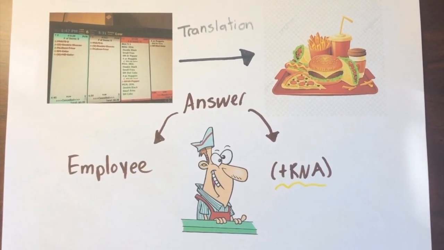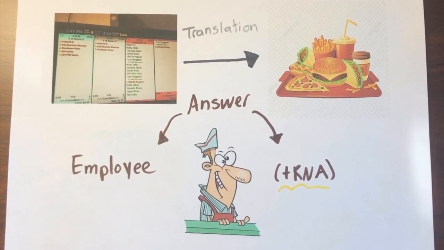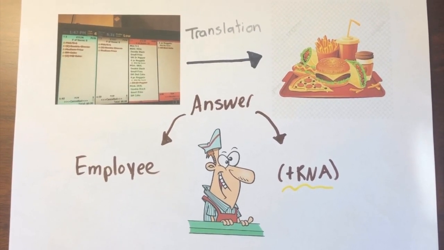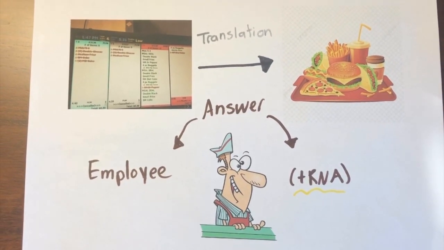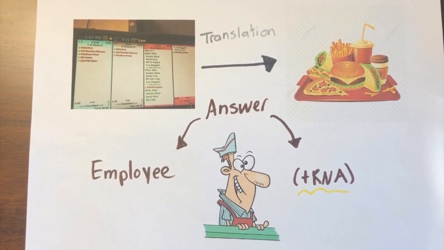The answer is the employee, which performs a job similar to tRNA, also known as transfer RNA. This molecule will transfer the genetic message into functional proteins, just like the worker will transfer the order from the screen to the final prepared meal.